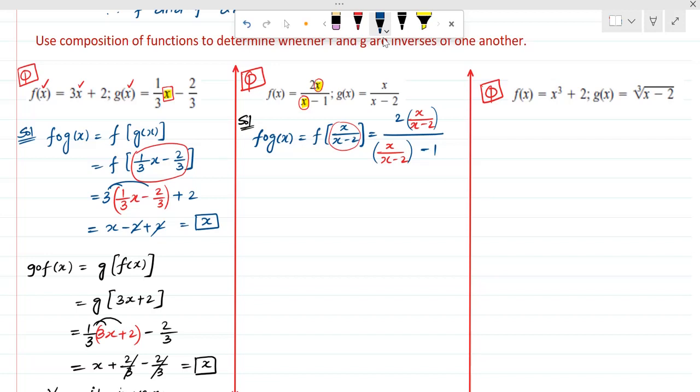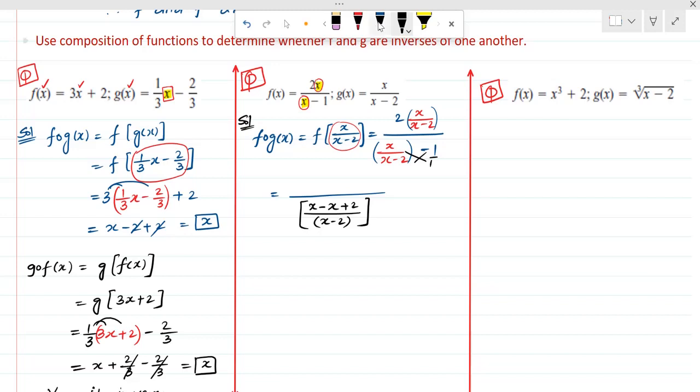Now how will you simplify this one? First of all, I will simplify the denominator. What is the denominator here? This is over 1. Now when you cross multiply with x minus 2, it is x, and multiplying the minus, you will get minus x plus 2. So this is the denominator.